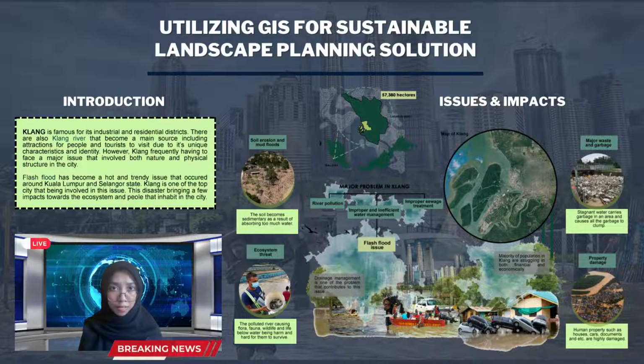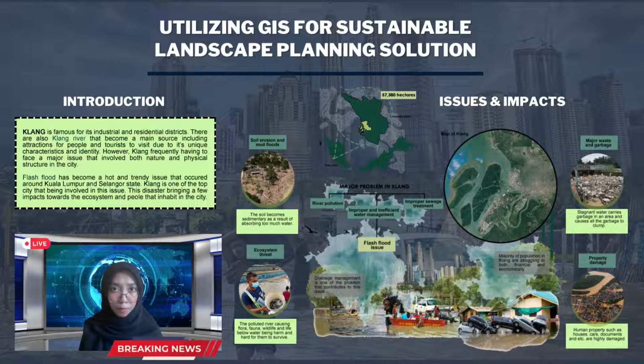We chose flash flood as an issue because it has become a hot and trendy issue that occurs around Kuala Lumpur and Selangor state. Klang is one of the top cities involved in this issue. This brings a few impacts towards the ecosystem and people that inhabit the city. We identified the major problem in the Klang flash flood issue as river pollution, which harms flora, fauna, wildlife and aquatic life and makes it hard for them to survive.